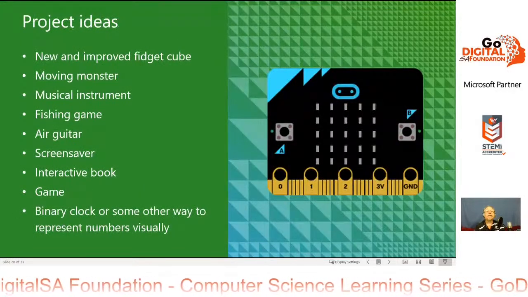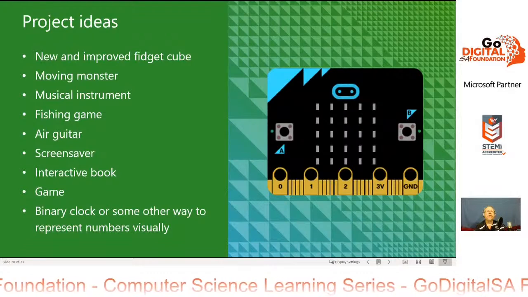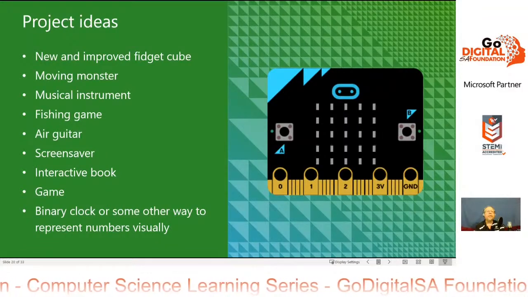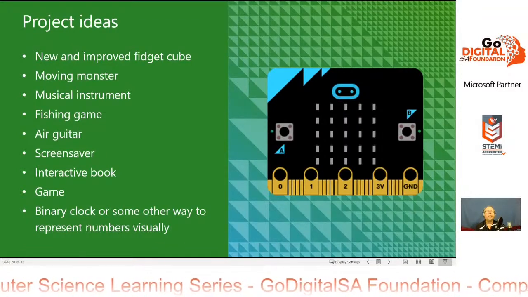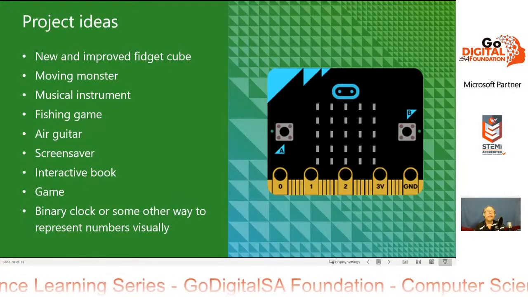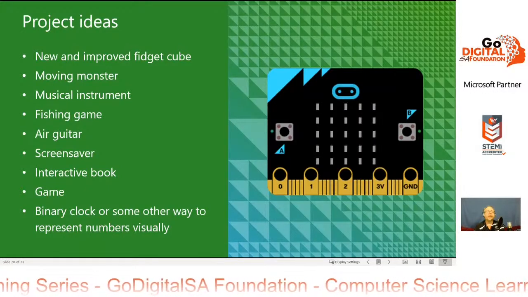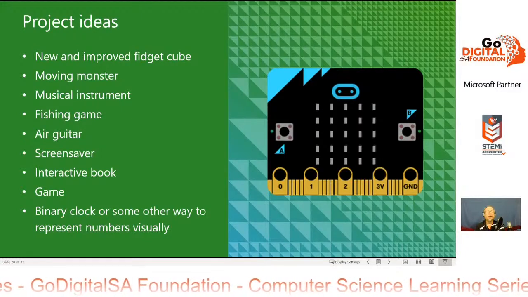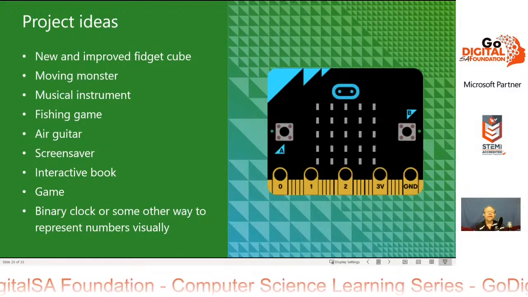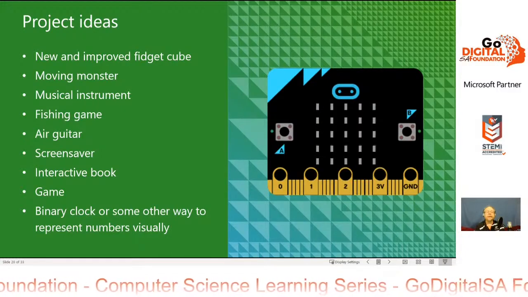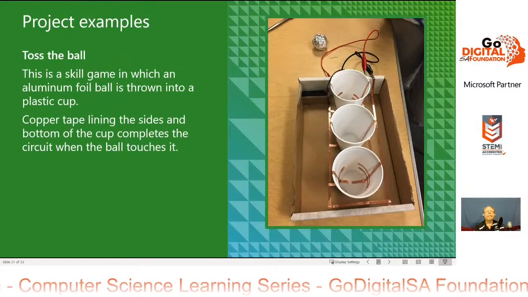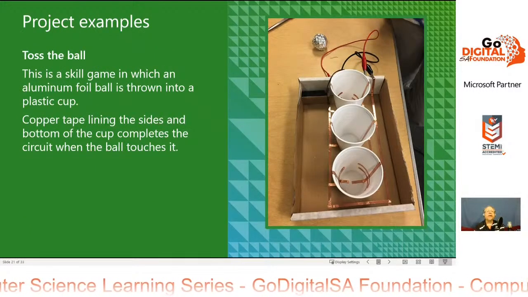Some project ideas: we can have a new and improved fidget cube. You can make a moving monster, make a musical instrument, fishing game, air guitar, a screensaver, an interactive book, game, or binary clock, some other way to represent numbers visually. Here are some project examples.